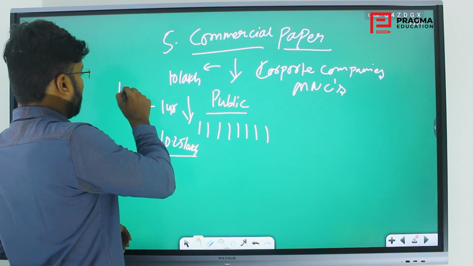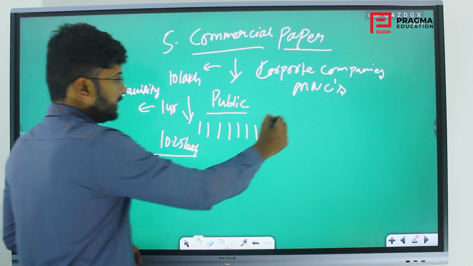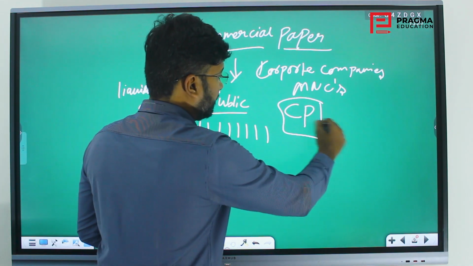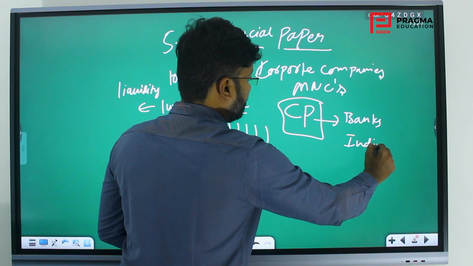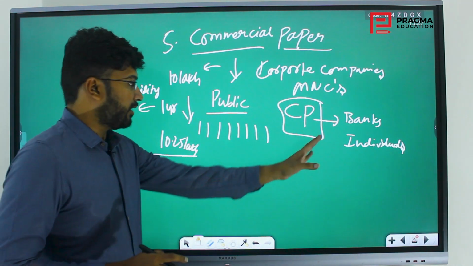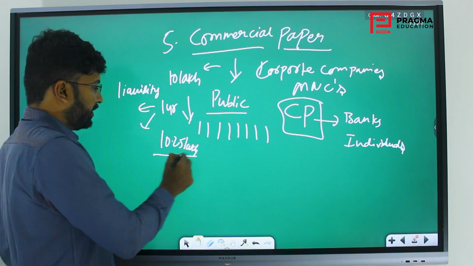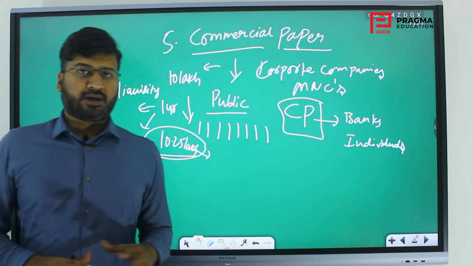But within this 1 year, I need liquidity. So what I will do, I will go and trade this commercial paper with banks or financial institutions or other individuals. So whoever holds that commercial paper at the end of this term period, they will get this much amount from the particular company that issued that commercial paper.